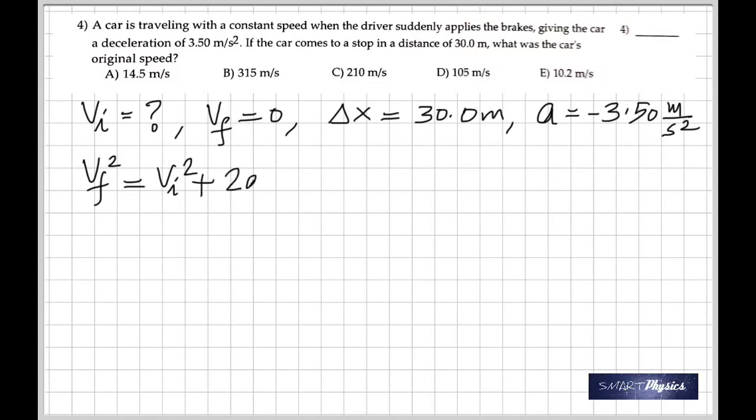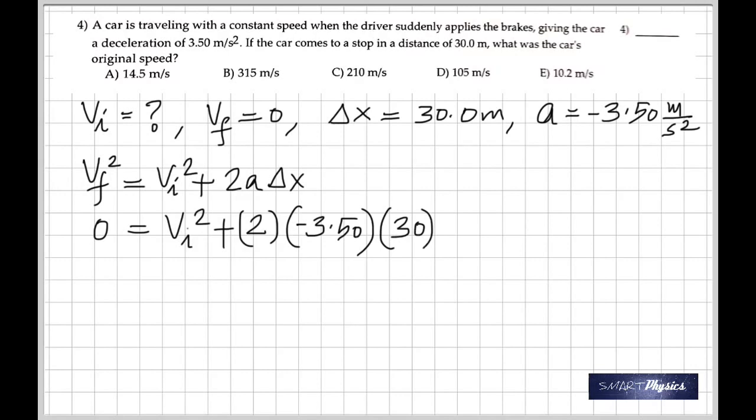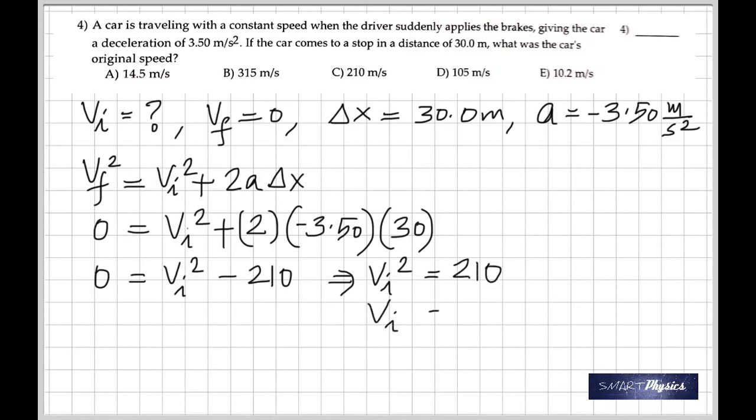A simple use of this equation. This term is negative 210, so the answer is square root of 210, which is 14.5 meter per second.